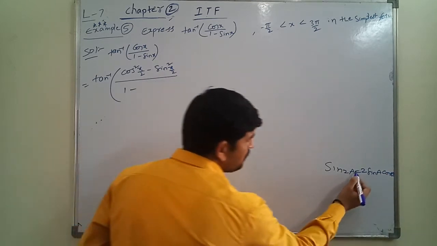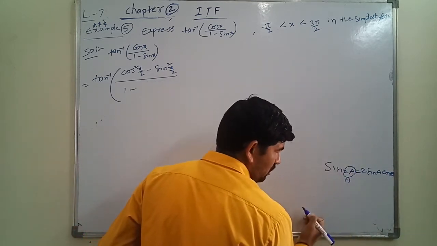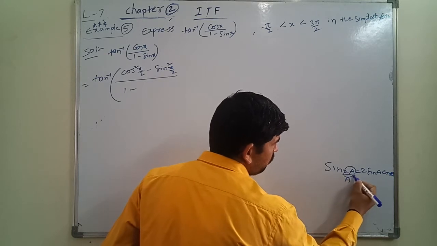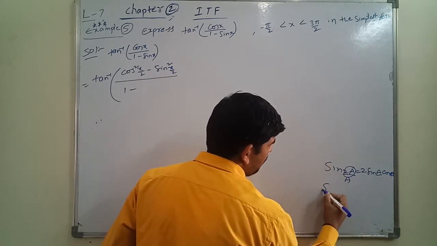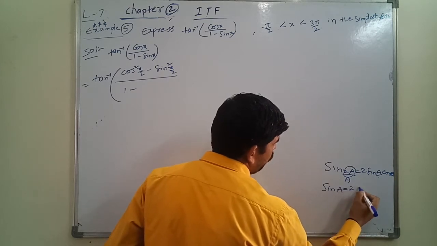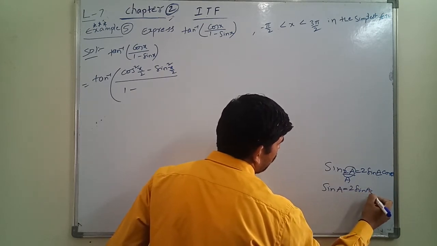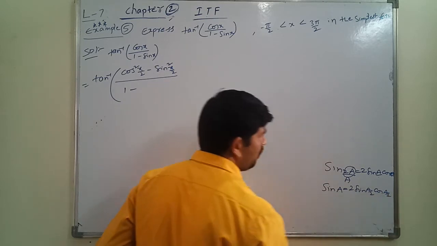So now, in place of 2a, I am just going to replace a. So in place of 2a we are writing the half angle, so we have to write the half angle here also. Yes or no? So that's why sin a is equal to 2 sin a by 2 cos a by 2. Remember. Okay.